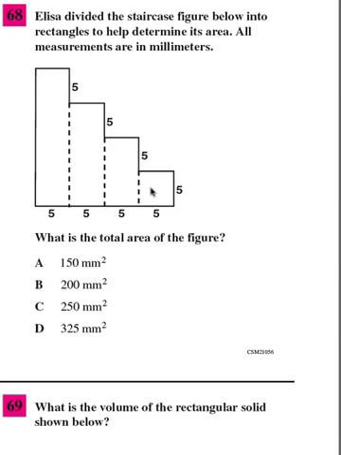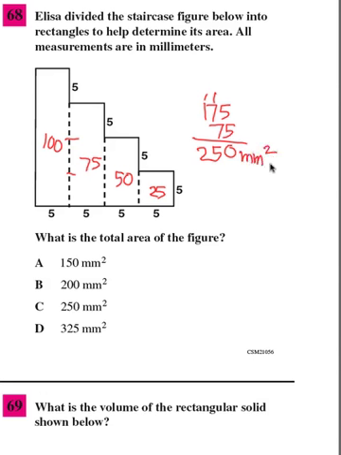This is 5 times 5, that's 25. 5 times 10, that's 50. 5 times 15, 75. And 5 times 20, that's 100. 175, these two, plus 75, 250 millimeters squared. The answer is C.